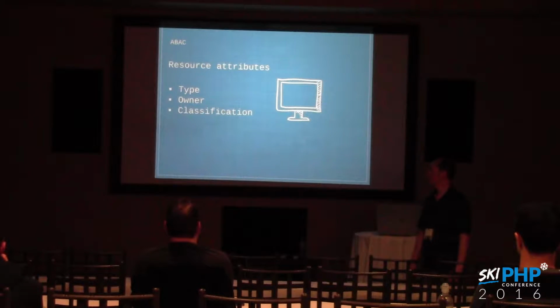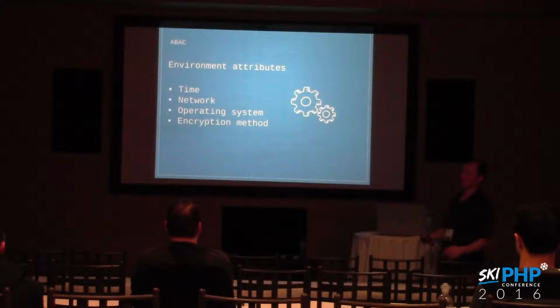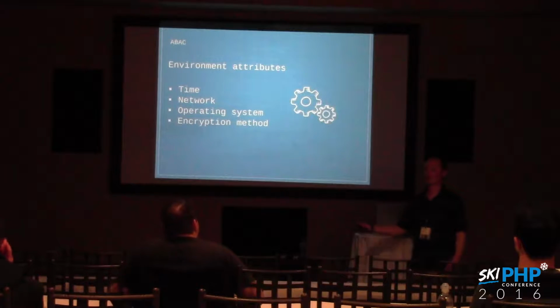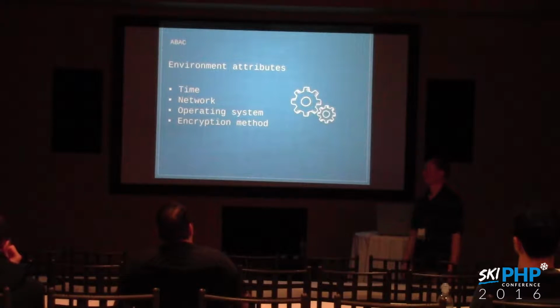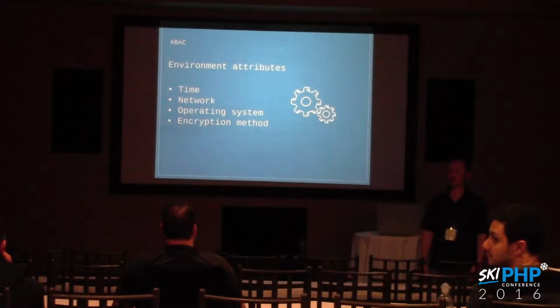Resource, again, we talked about if it's the data, functionality, execution of things, resources, hardware. And the environment. Again, this is going to be things like the time, the network. Maybe you have a way to determine securely if they're actually on the VPN, or maybe they're authenticated a different way. Operating system, encryption method, you know, if they're using an old encryption method, if they're on an old browser, if they're on whatever else. If they're on Windows XP, you can keep them off.